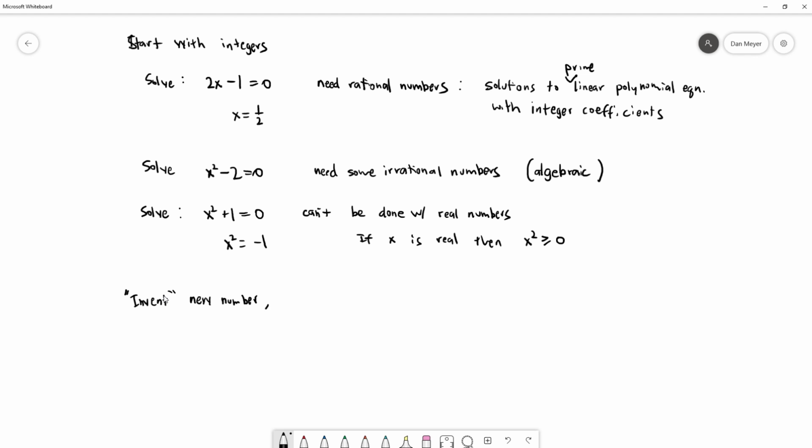A new number, i. That's not a very good i. I usually put a little tail on my i for some reason. There we go, i. Okay, we're going to call this number i, and then this new number has one special property. When I square it, it gives me -1.